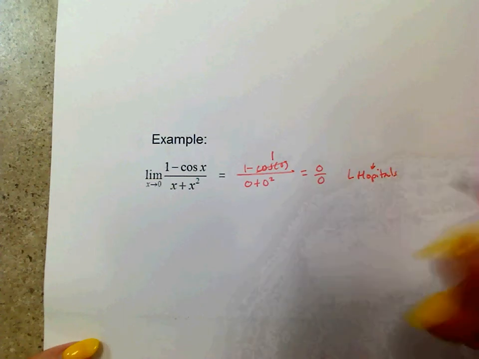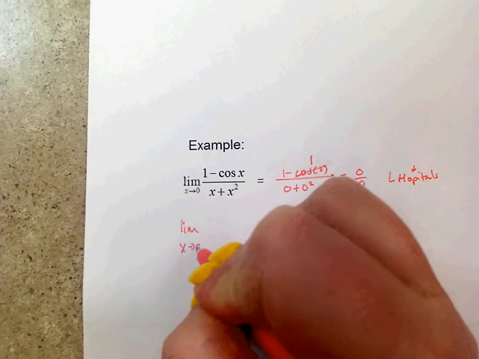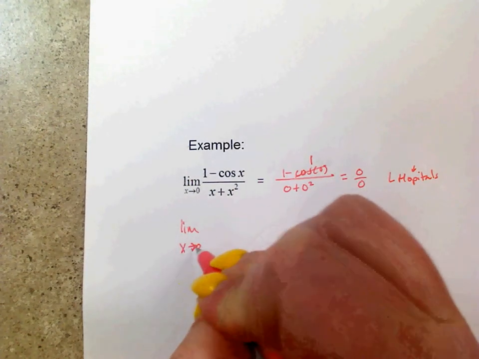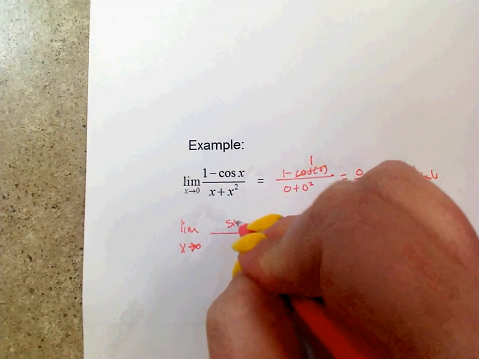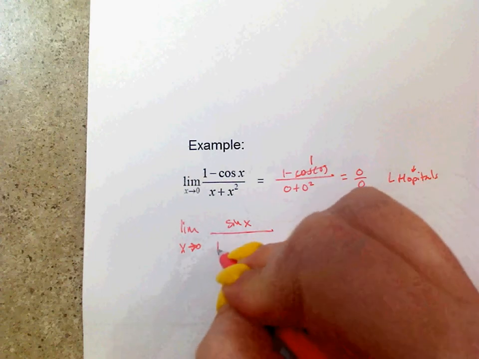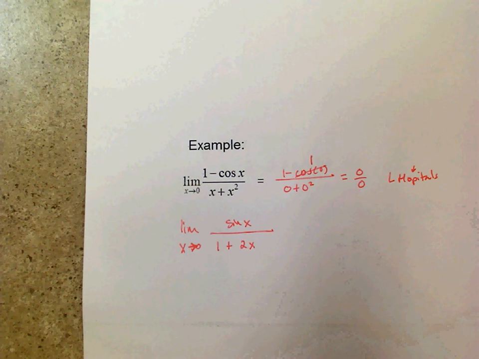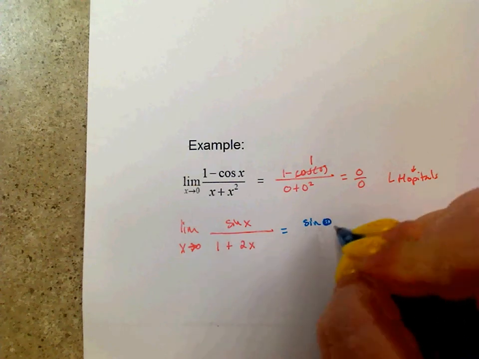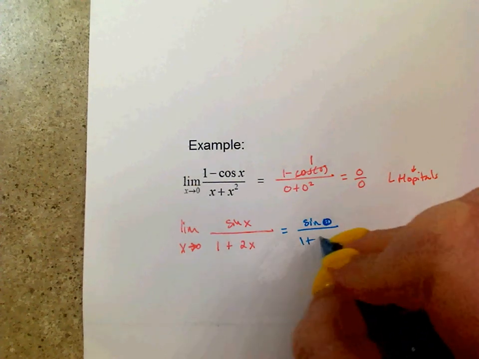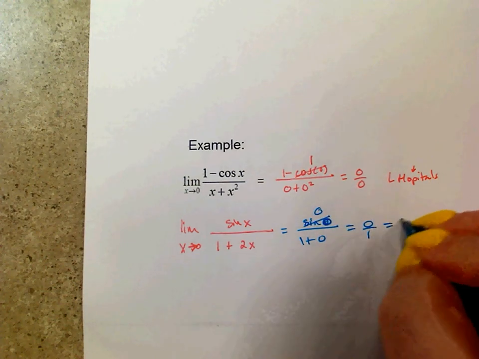Okay. So I'm going to take the derivative of the numerator and denominator. The numerator, the derivative of 1 is 0. The derivative of negative cosine is positive sine. The derivative of the denominator is 1 plus, and the derivative of that is 2x, okay? So if I plug in 0, then I get sine of 0 over 1 plus 0. Sine of 0 is 0, so I get 0 divided by 1, which is 0, okay?